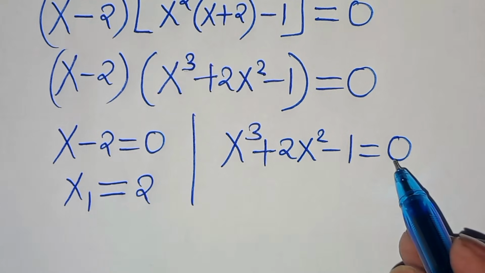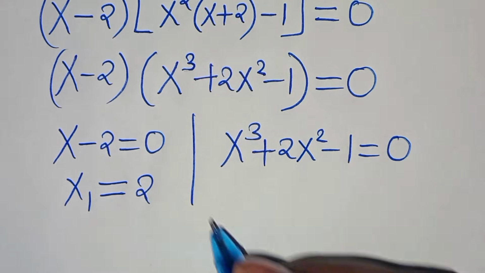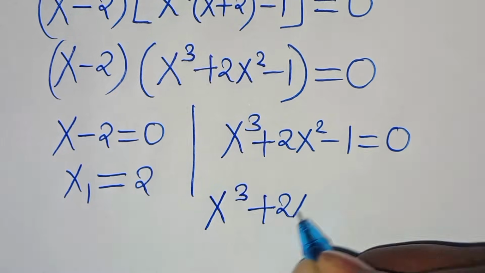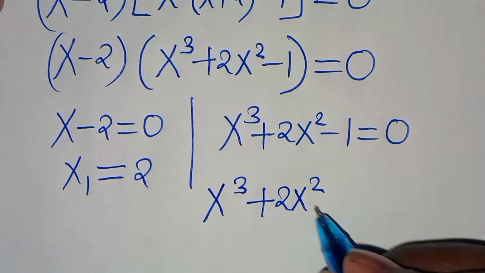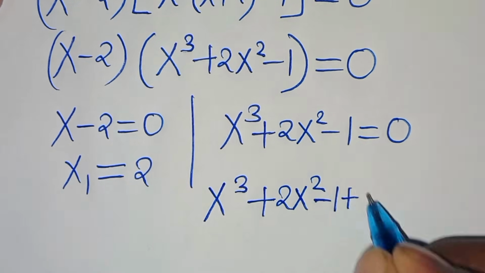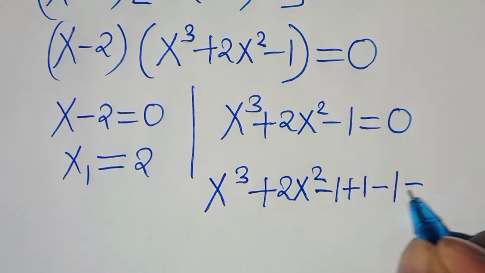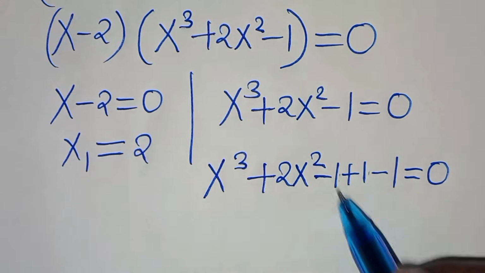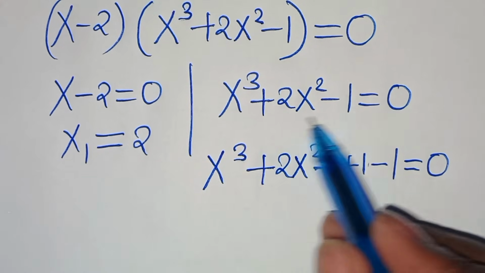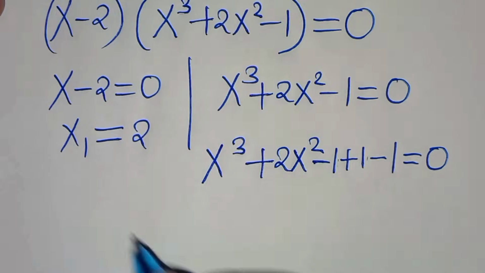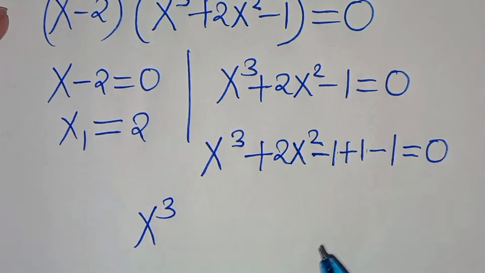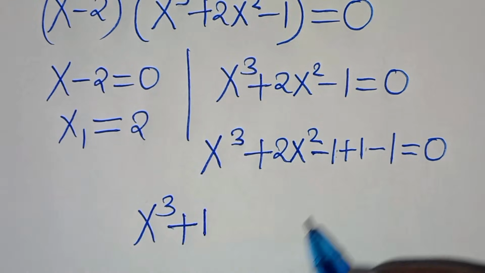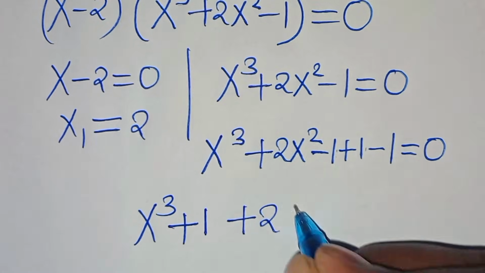Now, we have a cubic function here. This is the cubic equation that we can express as x³ + 2x². Now, we can introduce minus 1 plus 1, then subtract 1, equal to 0. Minus 1 plus 1 is 0, and this does not alter the equation. Now, this means we have x³, plus 1, then plus 2x².